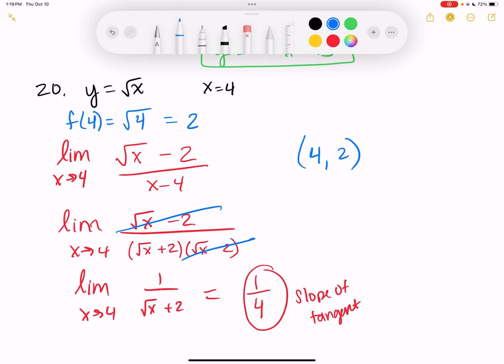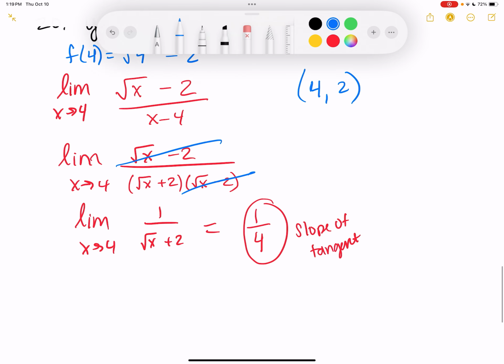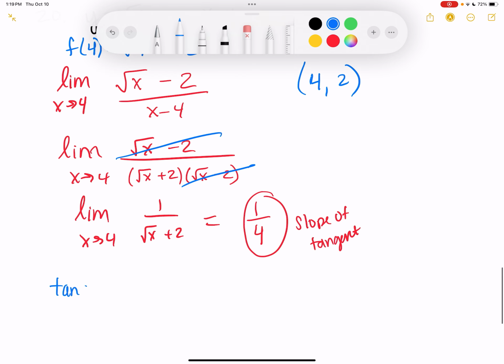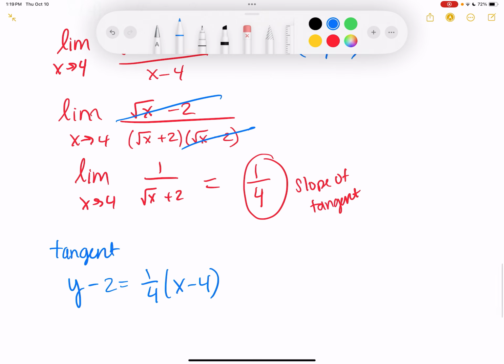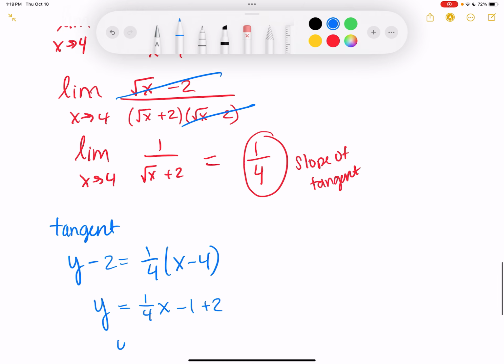All right, so the point is 4, 2 for the tangent. y minus 2 equals 1/4 times x minus 4. So y equals 1/4 x minus 1 plus 2. So y equals 1/4 x plus 1.